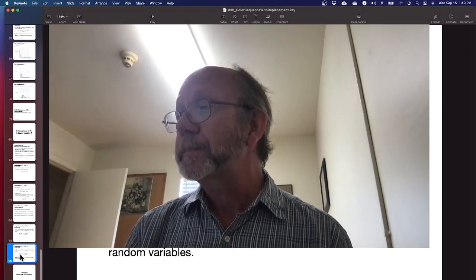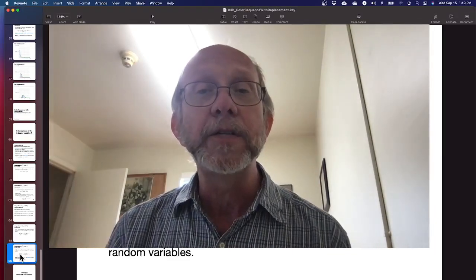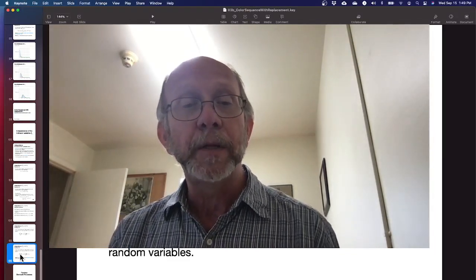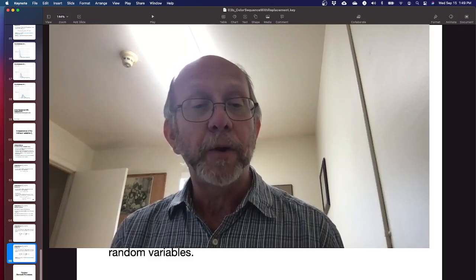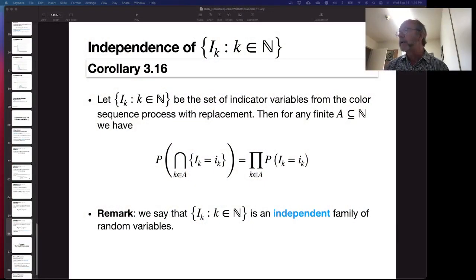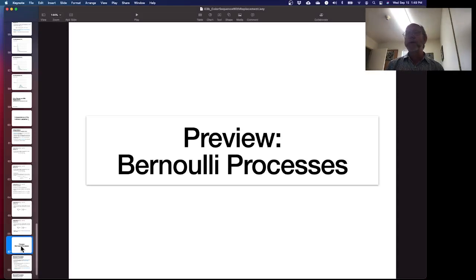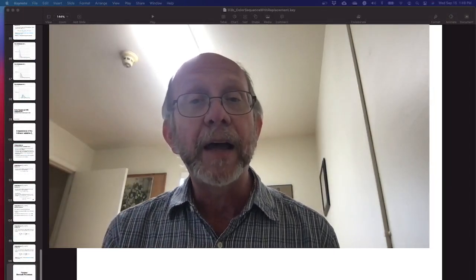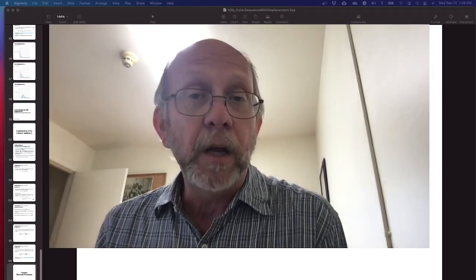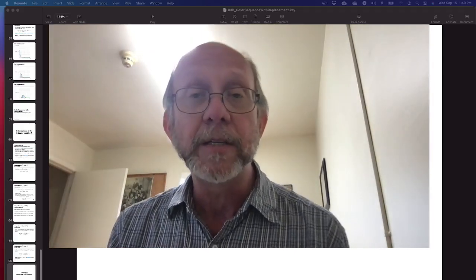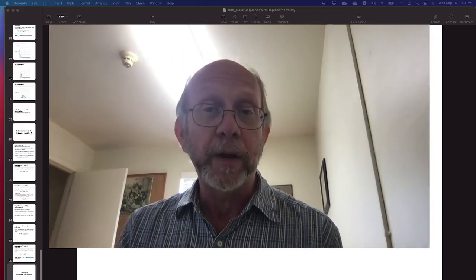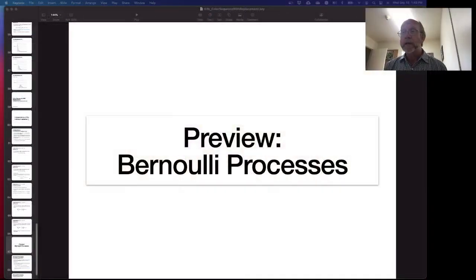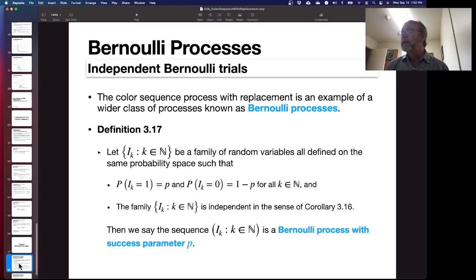And that property, that the probability of an intersection is equal to the product of the probabilities, is called the property of independence that you see here. So I want to use that as a stepping stone to the notion of a Bernoulli process. A Bernoulli process is a generalization of the idea of a color sequence process. So a color sequence process is a Bernoulli process, but there are other Bernoulli processes as well. And let's see what that's all about.